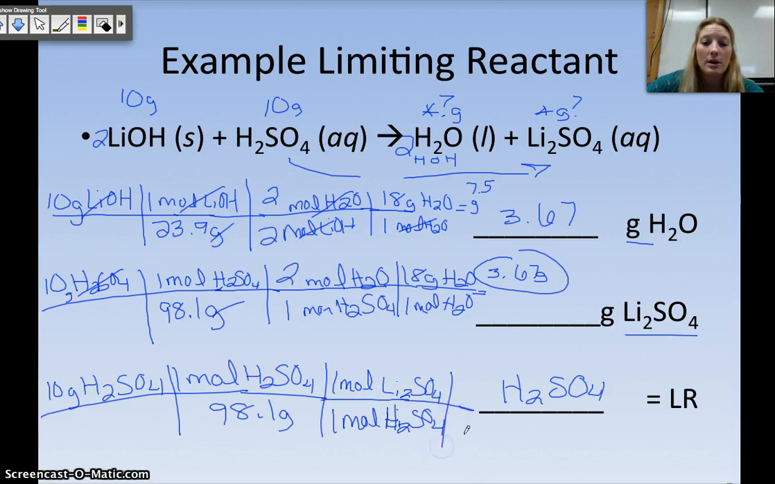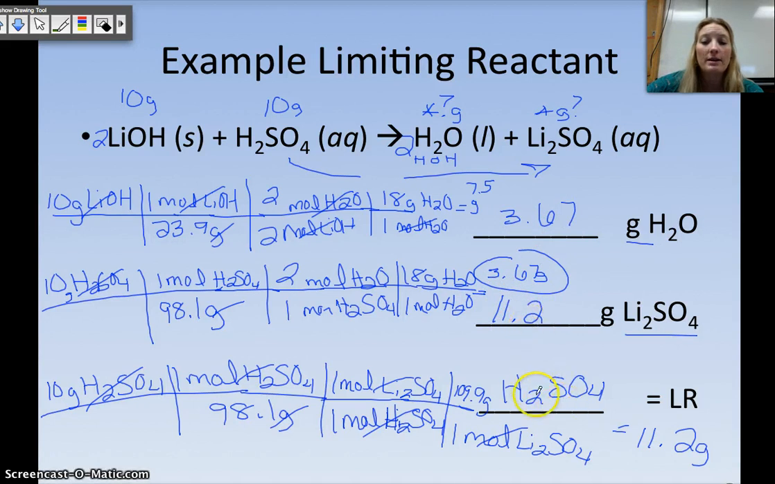And our last step, moles to grams. If we calculate the molar mass from the periodic table, we would get 109.9 grams. Moles have canceled, grams have canceled. And if we multiply across the top, divide across the bottom, we end up with 11.2 grams of lithium sulfate. So we can make 3.67 grams of this, 11.2 grams of that, and sulfuric acid is our limiting reactant.